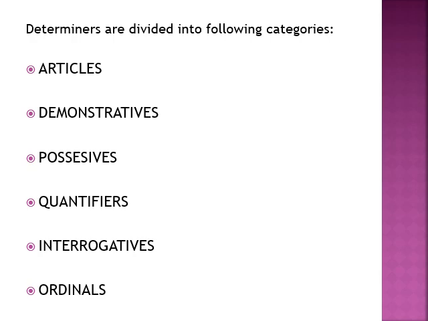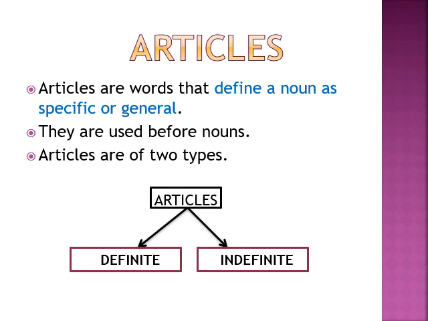So now determiners are divided into the following categories: articles, demonstratives, possessives, quantifiers, interrogatives and ordinals. So the first one is article. Articles we have been studying since a very young age. We know a, an and the are known as articles. They are the words that define a noun as specific or general. They tell us whether the noun we are talking about is a specific person or thing or anything in general. They are used before nouns and they are of two types: definite and indefinite articles.